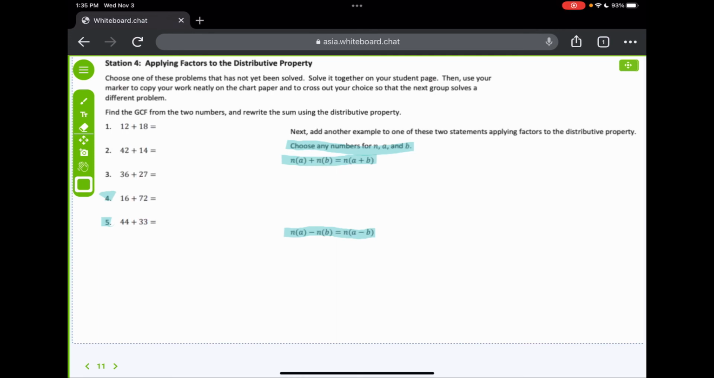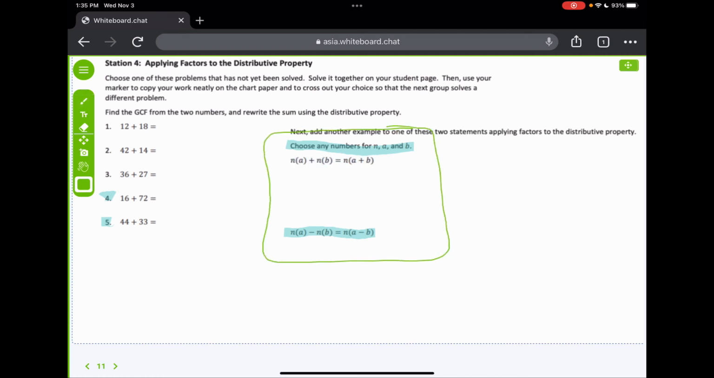Okay. So apply factors to distributive property. Distributive property is a property when we're doing multiplication that we can multiply by the same numbers. Okay, so choose one. We're going to do 1, 2, and 3 together, and then you're going to do 4, 5, and then these over here I want you to do as well.